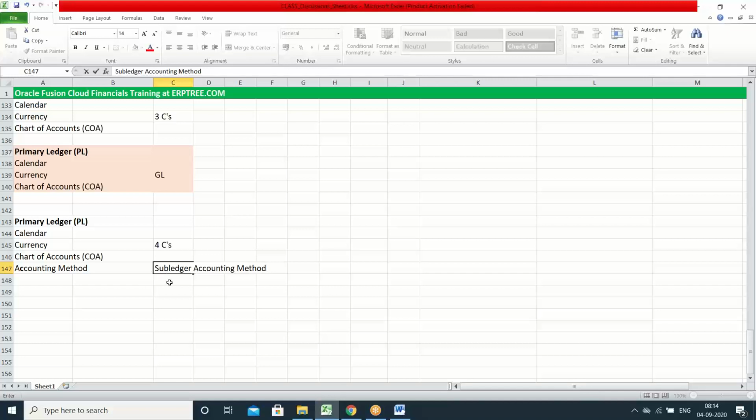Subledger accounting method. This accounting method we can use only in the subledger applications. That is the reason we call it the subledger accounting method. For this accounting method, we have a technical term called conversions. Don't think that because we have a technical term called conversion for that, that is the reason we are calling it the 4th C.